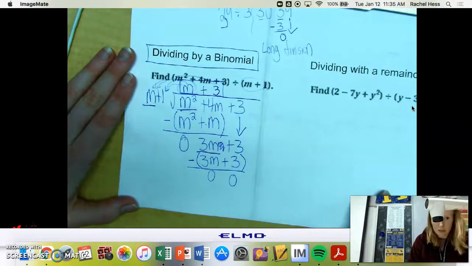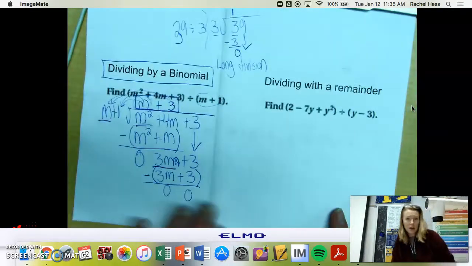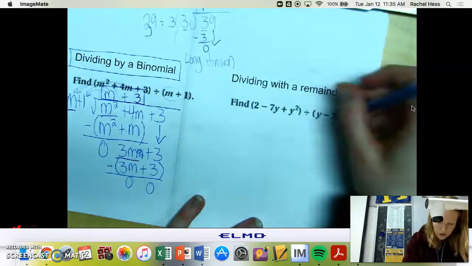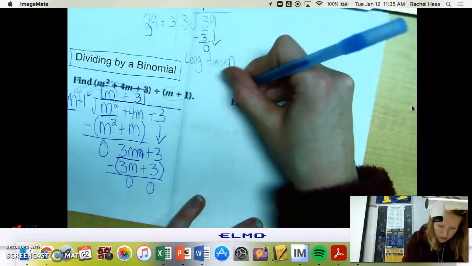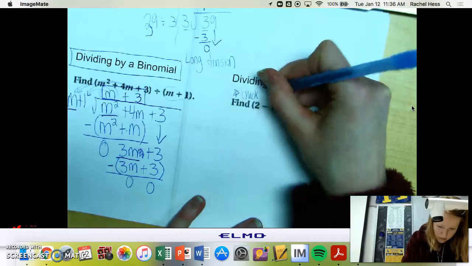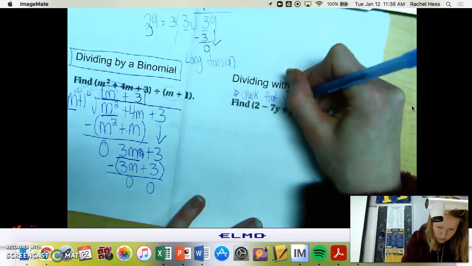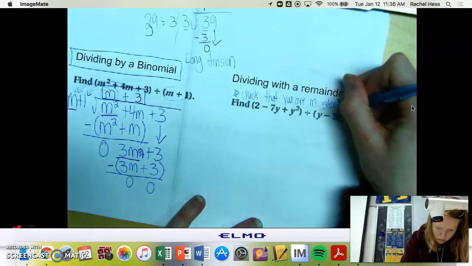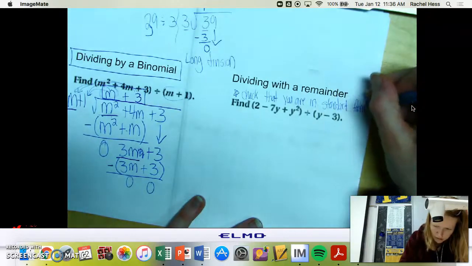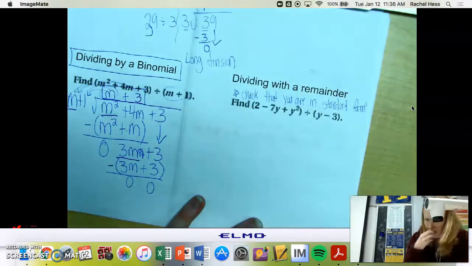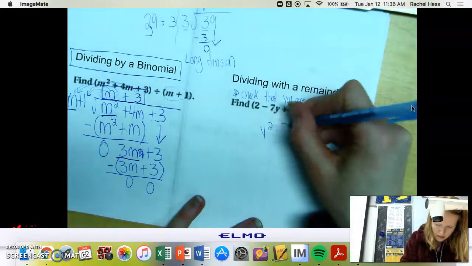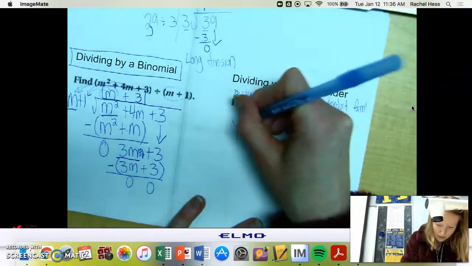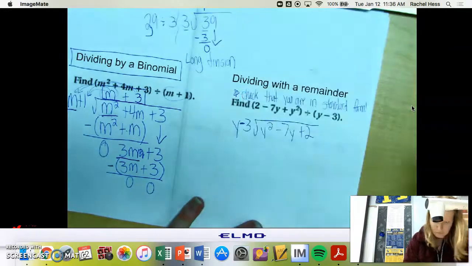I know this is really complicated. We're going to go through a few examples. So let's try one more. And the first thing I want you to do is make sure you are in standard form first. It looks like this divisor, this y squared minus 7y plus 2 was out of order. And if we're dividing that by y minus 3, that's what goes on the outside.